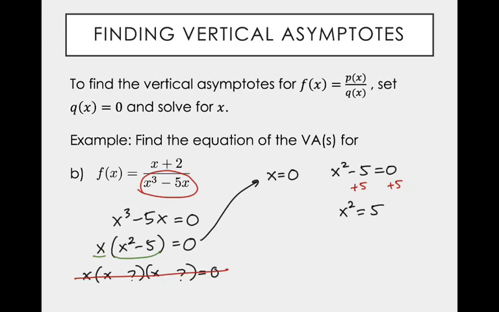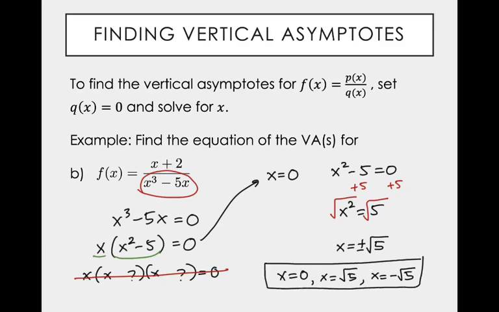I can just go ahead and take square roots. I took square root of both sides, so I need to say plus or minus the square root of 5. And I don't need to make that into a pretty number. I don't need decimals. I don't need to grab my calculator. We'll just leave it as the square root of 5. So this function has 3 vertical asymptotes. It's got x equals 0, x equals, let's write them out as separate equations, x equals the square root of 5, and x equals negative square root of 5.